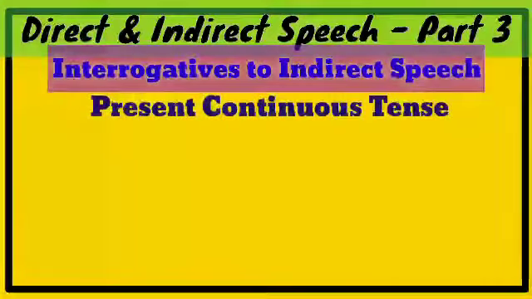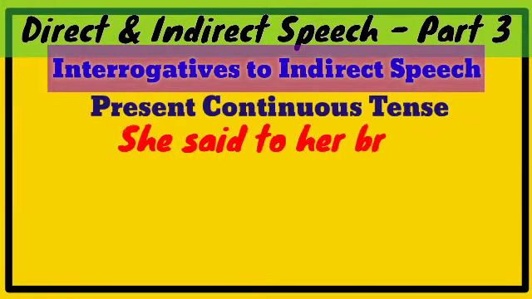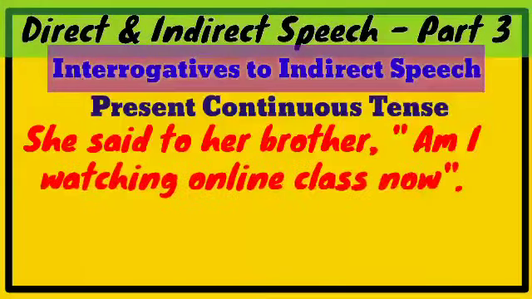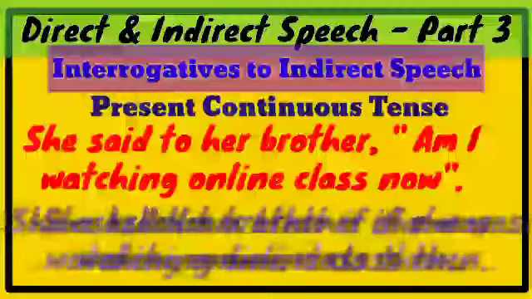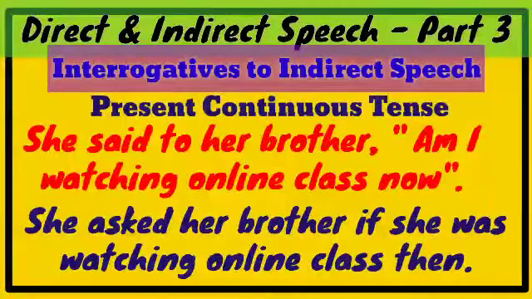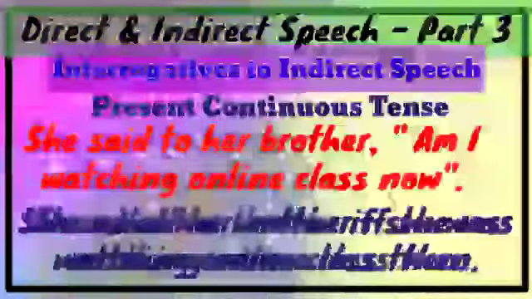One more example. She said to her brother, "Am I watching online class now?" The answer is: She asked her brother if she was watching online class then. Here we have used if because the question has started with am, which is a helping verb, and we have converted it to past continuous tense.